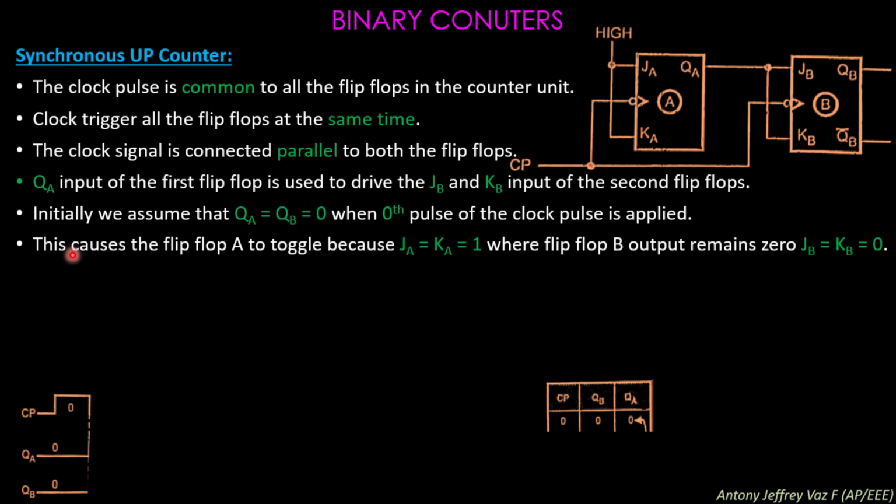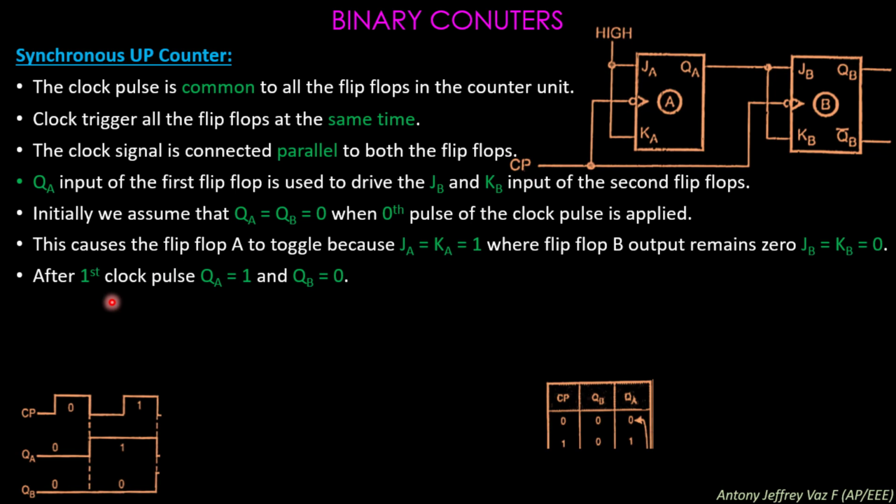When this happens, this causes flip-flop A to toggle because JA and KA is 1. How is JA and KA 1 here? You may see JA and KA is connected to the high pulse. So the high represents Boolean 1. So the 1 is present here. Flip-flop B output remains 0, that is JB and KB equal to 0. So JB and KB signals give you 0, whereas the JA and KA signal is provided with the high signal.